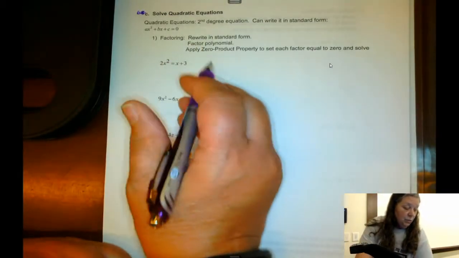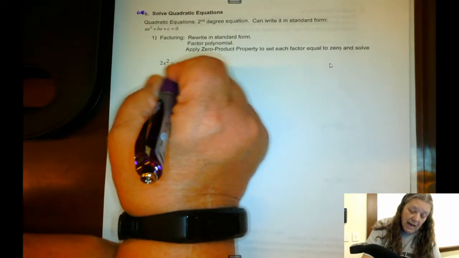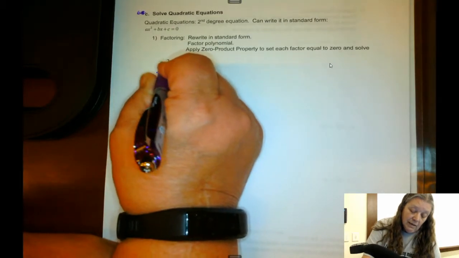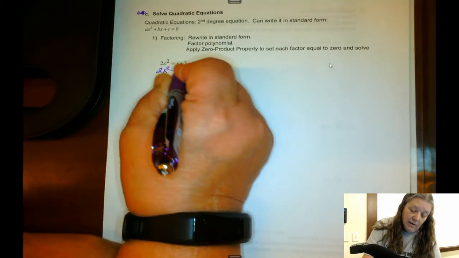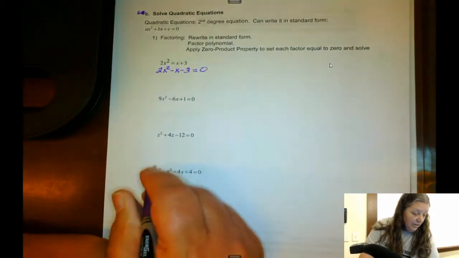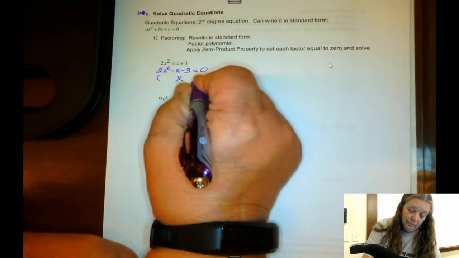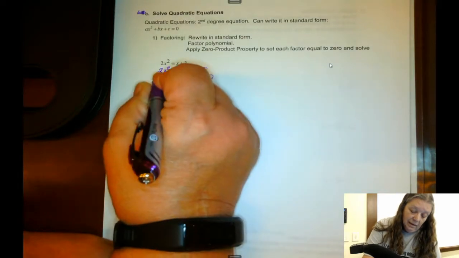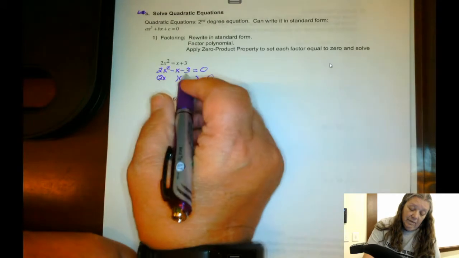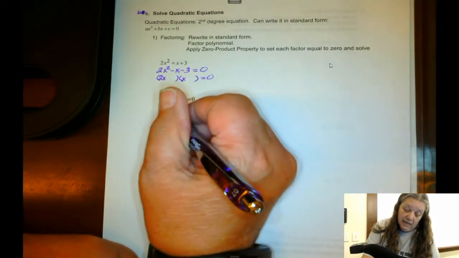So with this first one, we want it written in standard form, which means we have to move the x and the 3 over, so we need to subtract them. Which gives us 2x squared minus x minus 3 equals 0. Now we want to factor. So we have a 2x and an x. Now factors of negative 3, which combined with the 2 gives us a negative 1.